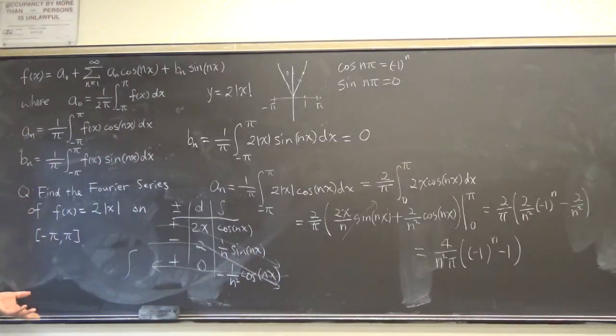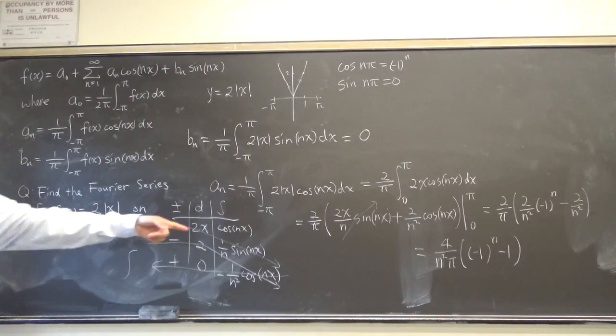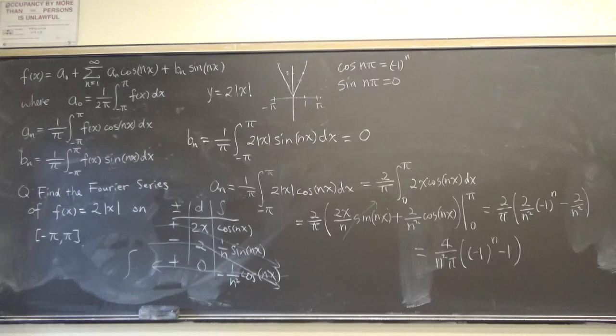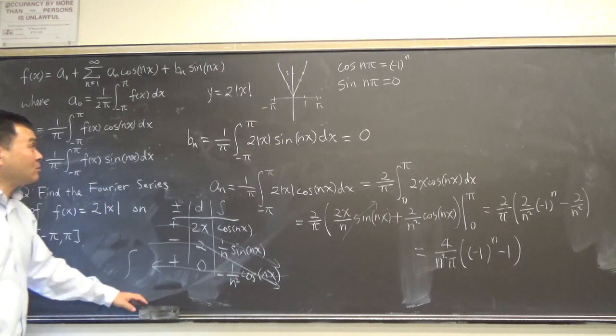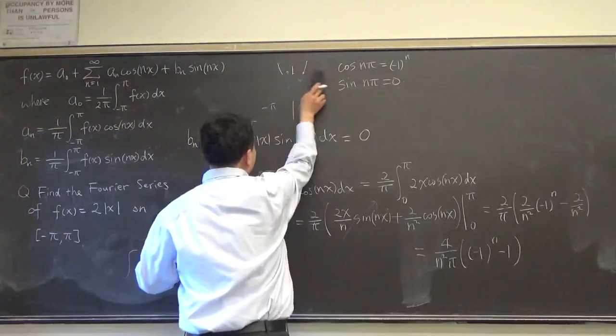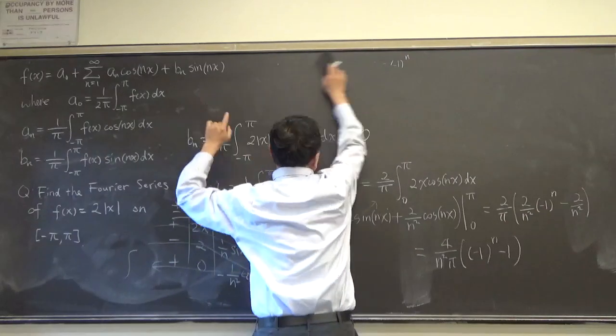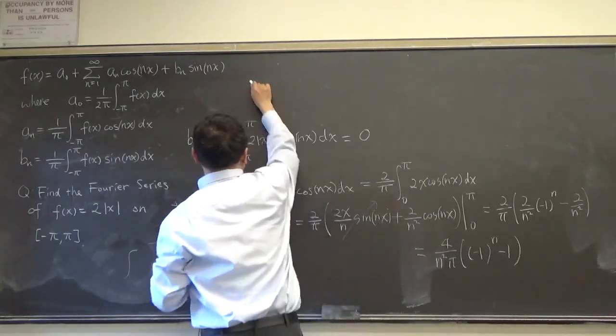Okay, so we got a0 as pi, an as this thing, bn as 0. And the question was to find the Fourier series, and we haven't found a series yet. Series means you have to find the sum, infinite sum, right? Infinite addition. So the final answer should be written in that form. Okay? So let me write down the answer here.